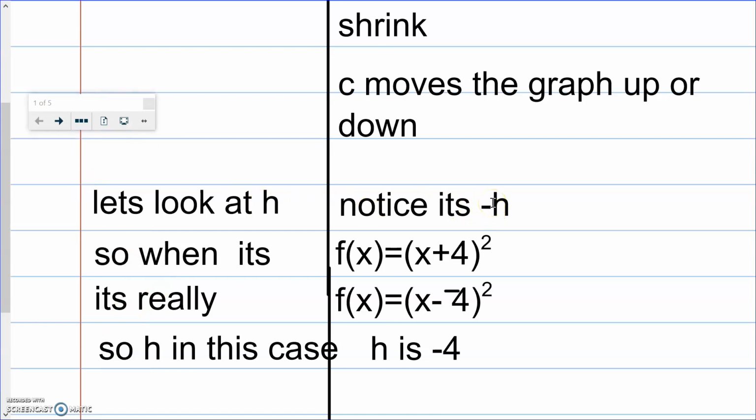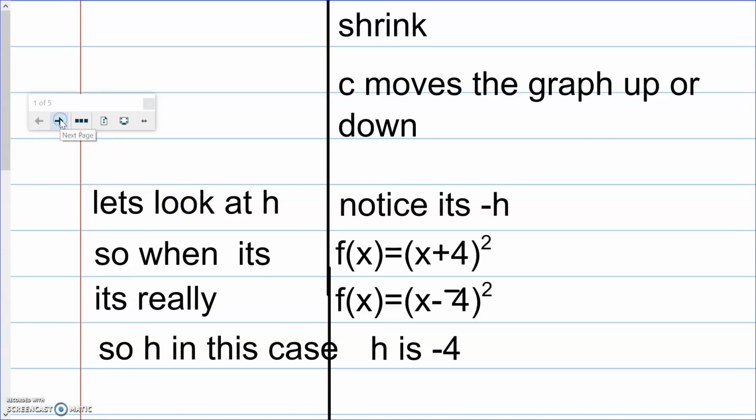So notice that h is negative in our equation. When we get f of x equals something like x plus 4 squared, it's really f of x equals x minus negative 4 squared. And so our h is negative 4 in this situation. So you really got to understand this is x minus h, and so it's the opposite sign of what's taking place in the equation. So it's minus negative 4 because two negatives gives a positive. The easy way to remember it is it's always going to be the opposite of whatever our operation is going on in here. But h is negative in this case.